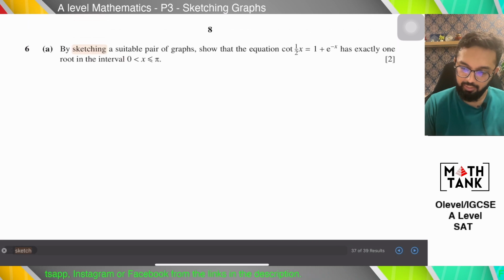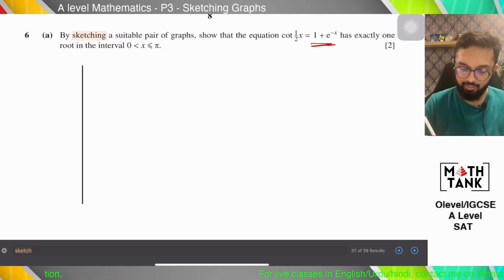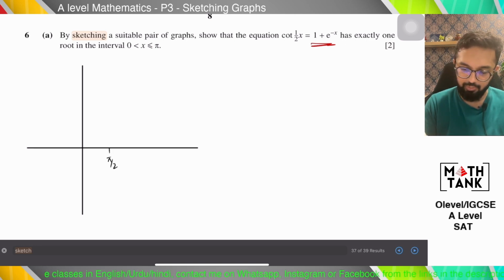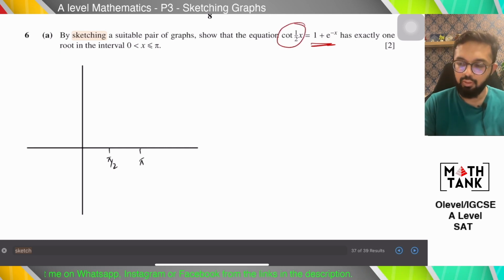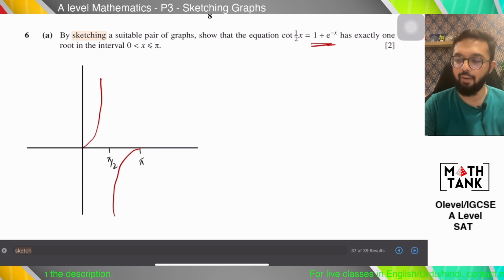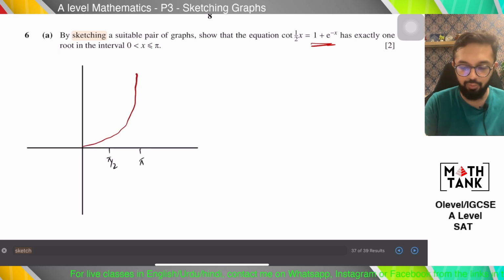Then we have cot half x, and 1 plus e minus x. So this should be a little challenging. I'm going to again draw pi over 2 and pi. Typically, I have the graph of tan x. Tan x looks something like this. But you see the graph has been through a transformation that says half x. If you remember, every x coordinate now has to be multiplied with 2, which means that the graph of tan half x would have looked something like this.